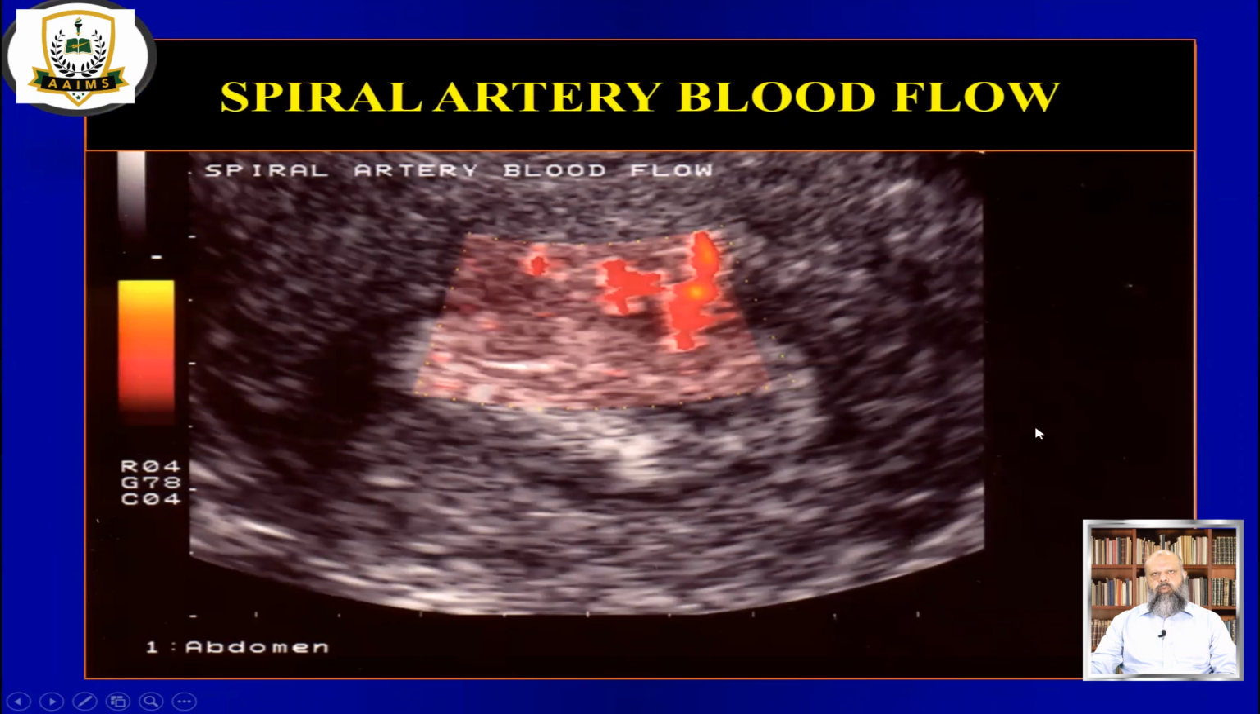First is the spiral artery blood flow. The spiral artery blood flow appears like this on power Doppler, and you can see the flow pattern of the vessels. The vessel is entering into the endometrium. The whole of this is endometrium. This is the endometrial canal. So this was something introductory about the uterine arteries and how they appear.